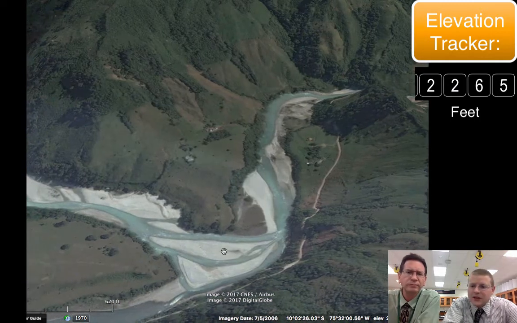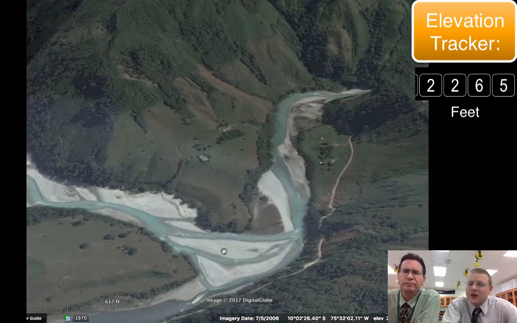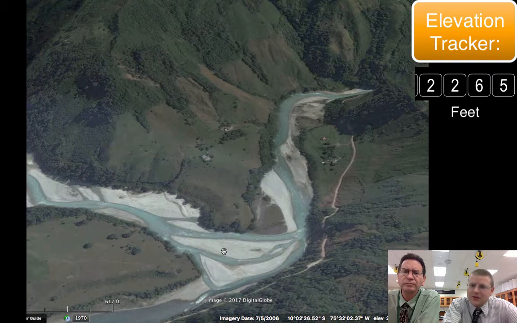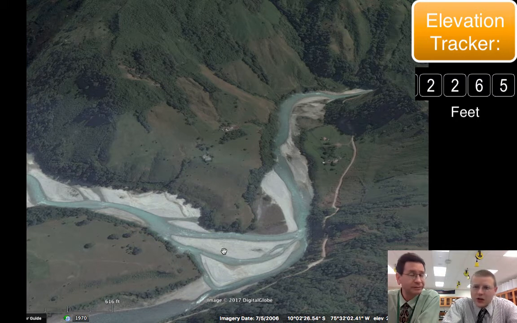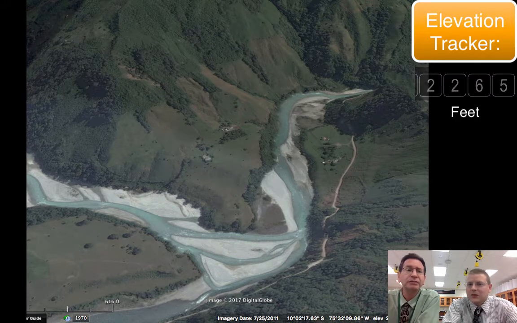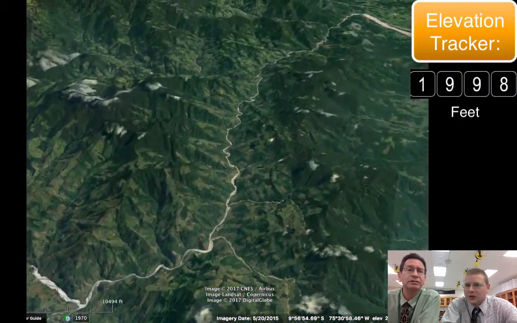And checking our elevation here, we are now at 2,200 feet above sea level. So we've dropped again another 2,000 feet or so. However, we're not dropping as quickly as we did in the beginning. Let's go to some more mature parts of the stream.